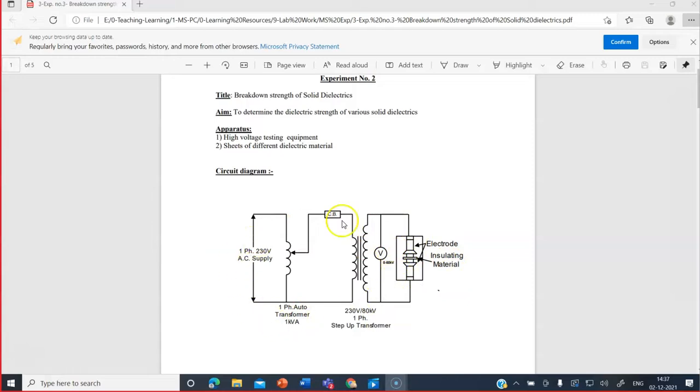So this is called a generalized circuit diagram. This will be the high voltage transformer. The primary voltage you will take from the lab supply and give to the primary winding, and then the secondary voltage you will give to your material electrodes, and between the electrodes the solid material will be placed.